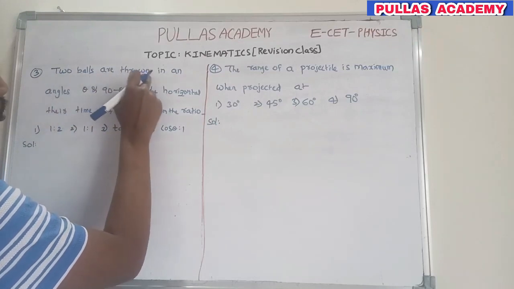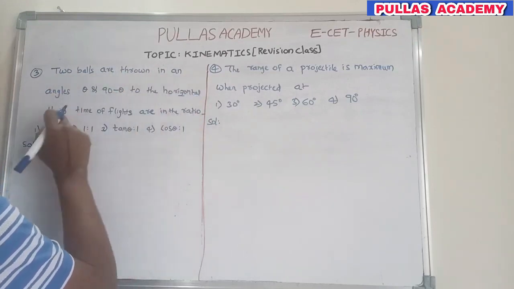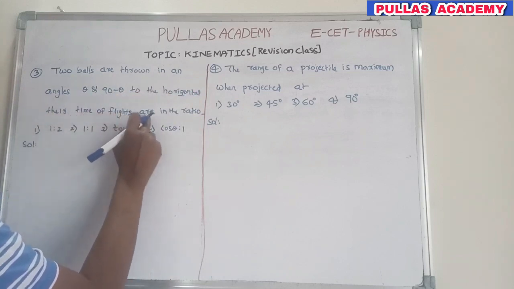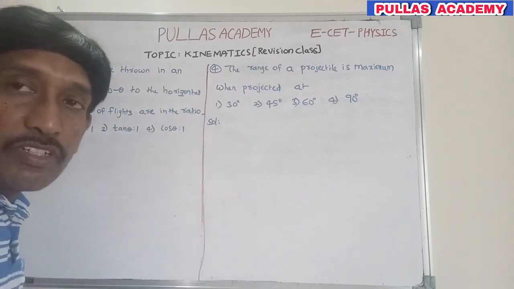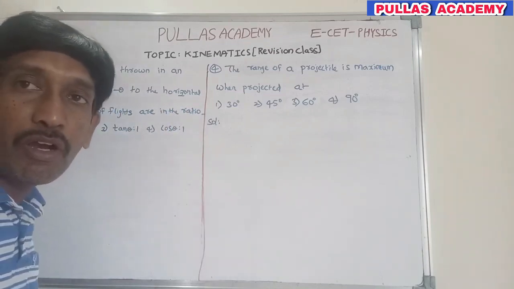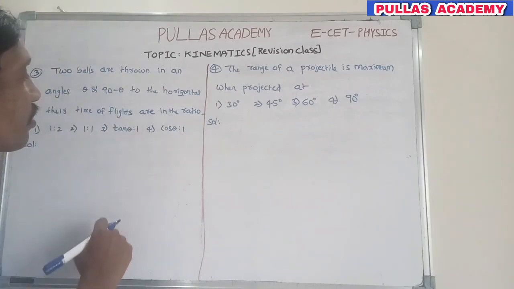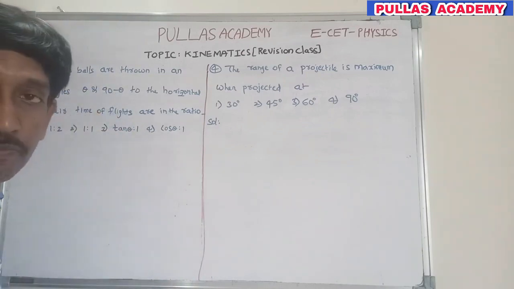Two balls are thrown at angles theta and 90 minus theta to the horizontal. Their times of flight are in the ratio. So theta and 90 minus theta stand for complementary angles. For complementary angles, what is asked is the ratio of times of flight. Okay.